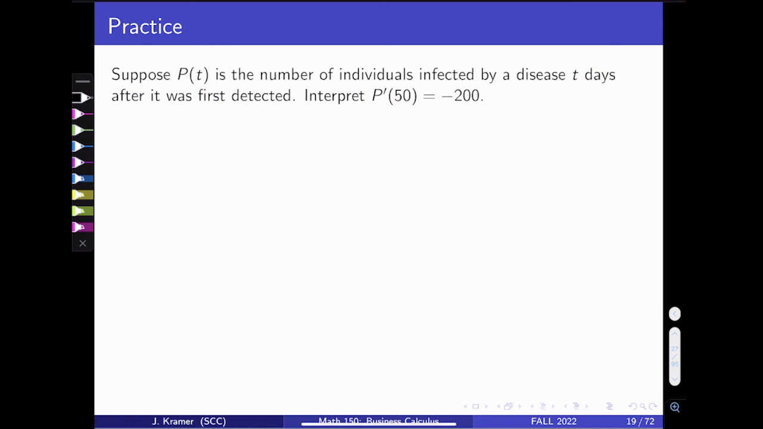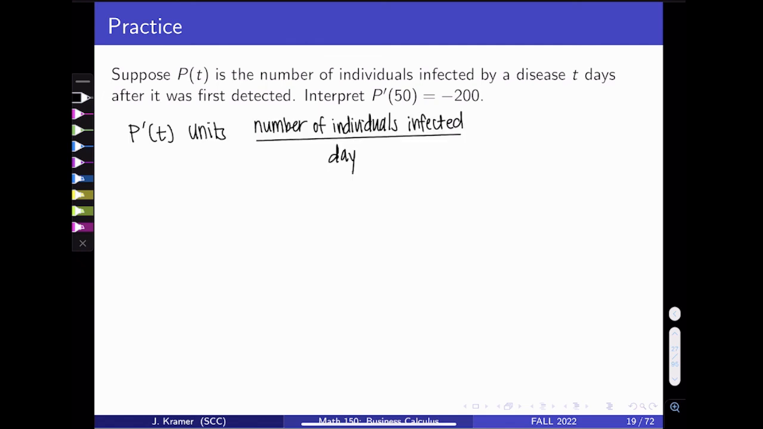Suppose P of t is the number of individuals infected by a disease t days after it was first detected. We're asked to interpret P prime of 50 equals negative 200. Since P has units of number of individuals infected and t has the units of days, the units for P prime are going to be the number of individuals infected per day. So P prime of 50 equals negative 200 says that after 50 days, the number of people infected is decreasing by 200 people per day.